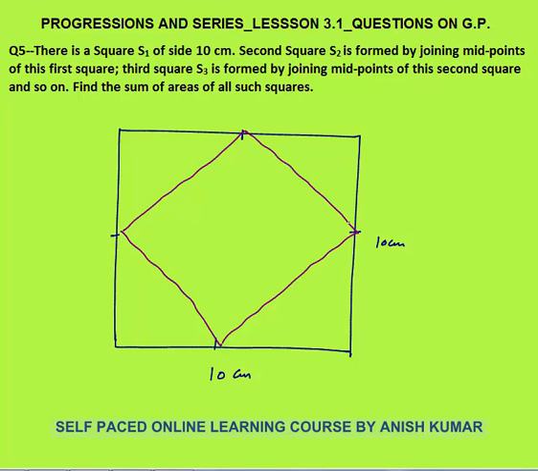This is a midpoint. Now this side was 5 centimeter because the midpoint, this is 5 centimeter. This is also 5 centimeter. Now this angle is 90 degree, you know that in a square. Now what will be the side of the second square?